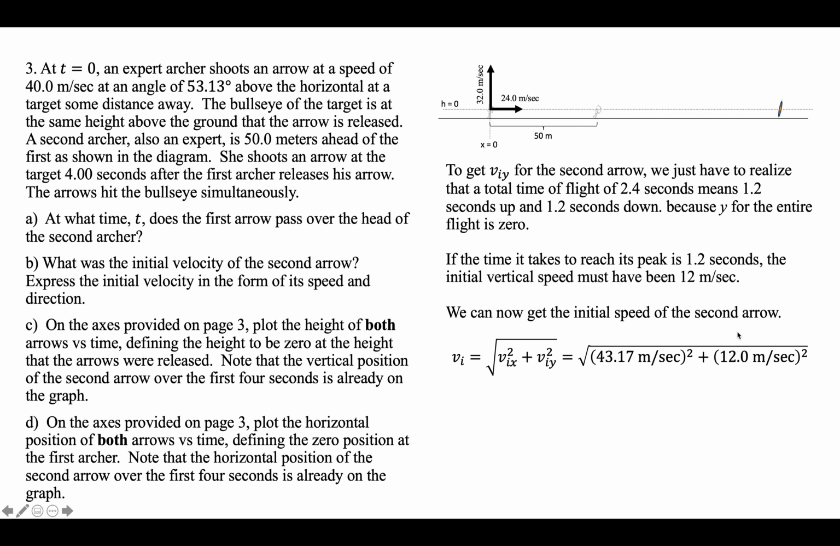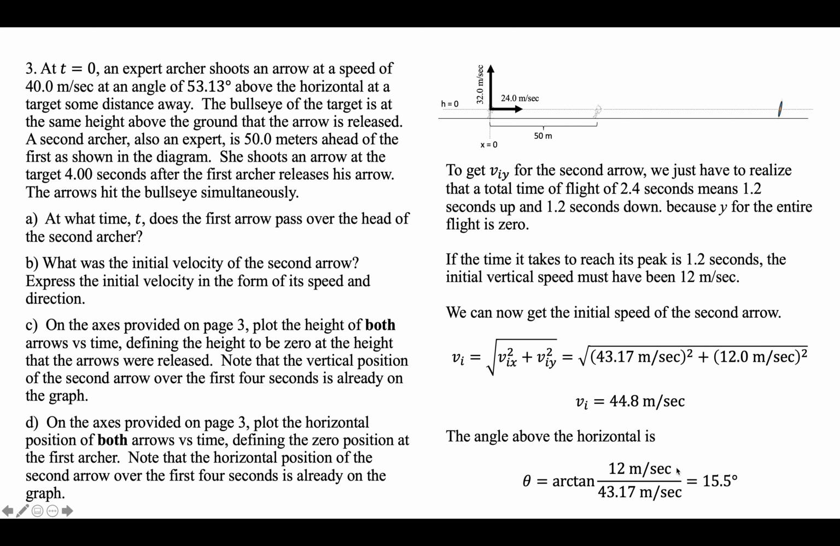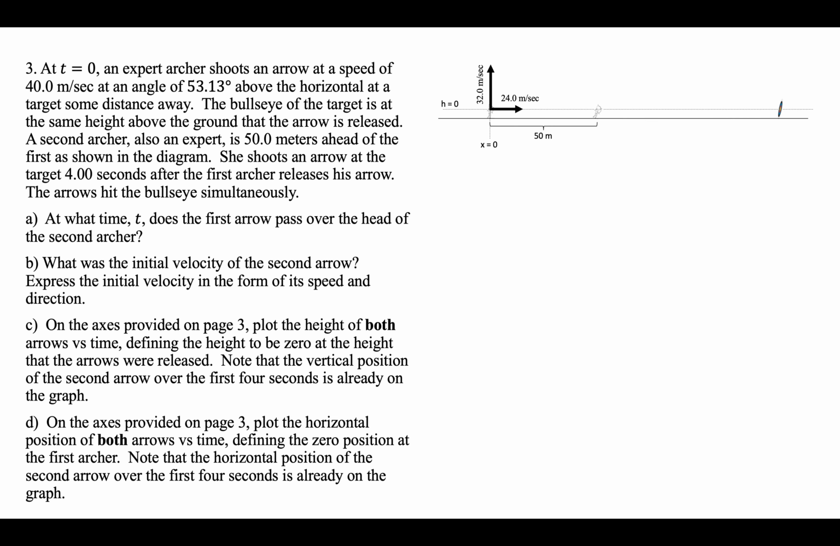So the initial speed of the arrow is 44.8 meters per second, and we can get the angle at which it was shot with the arctangent function. There's v initial y, v initial x. Theta is arctangent of that, 15.5 degrees. So the answer to part B, 44.8 meters per second at 15.5 degrees above the horizontal. That's part B. Now we can address the graphs, which are C and D.